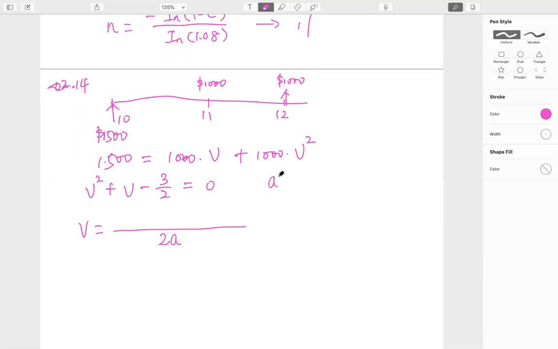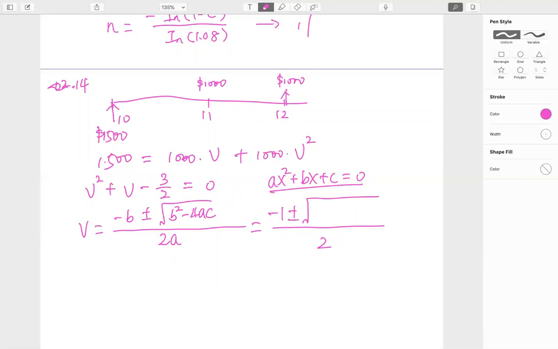So here is ax squared plus bx plus c equals 0. The solution is negative b plus or minus the square root of b squared minus 4ac, all over 2a. Here my a is 1, my b is also 1, so it's negative 1 plus or minus the square root of b squared, which is 1, minus 4 times a times c. C is negative, so it becomes positive.